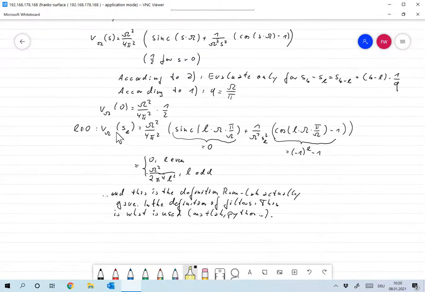So these are the first remarks, and we'll continue with something about resolution.